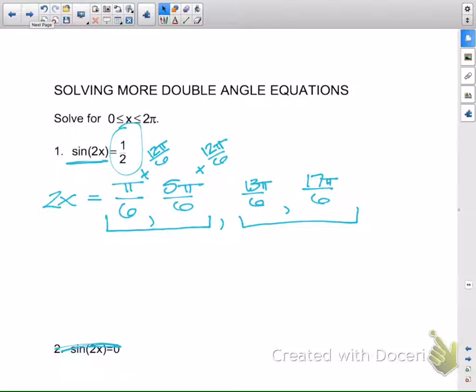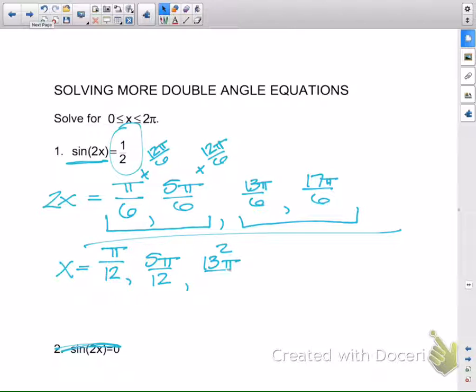To get my final answer, if I want to get x by itself, what do I have to do? Divide everything by 2, which really just takes the bottom of the fractions and multiplies by what? 2. So that gives me 4 answers. What are they? Pi over 12. 5 pi over 12. 13 pi over 12. Okay, and all of those are inside 2 pi. Yes. Okay? 17 pi over 12.